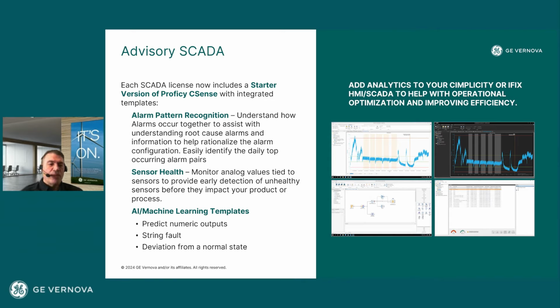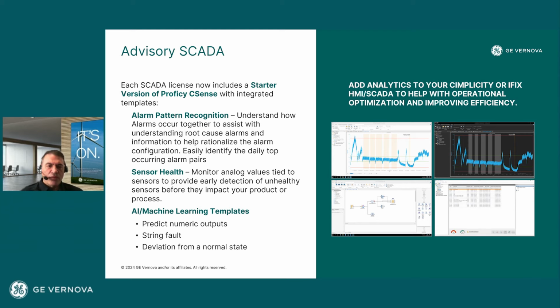We've got another template around sensor health, and the idea behind this one is, can I monitor some analog tags that are tied to sensors to look for potential unhealthy situations? Things like, is there flatlining that's happening where this sensor hasn't changed, or is it actually a value that's outside the serviceable range of the sensor? Those are all potentially indicators that there's something wrong with that sensor, and hopefully helps you resolve any issues before they become an impact on your operations.